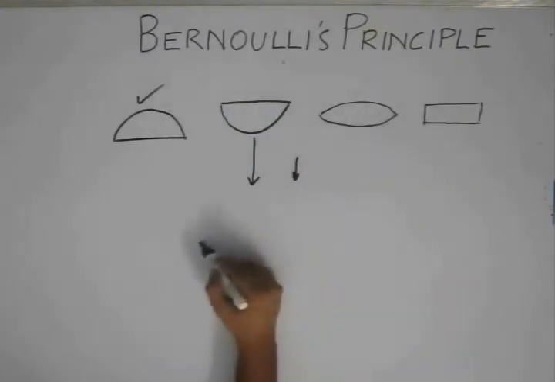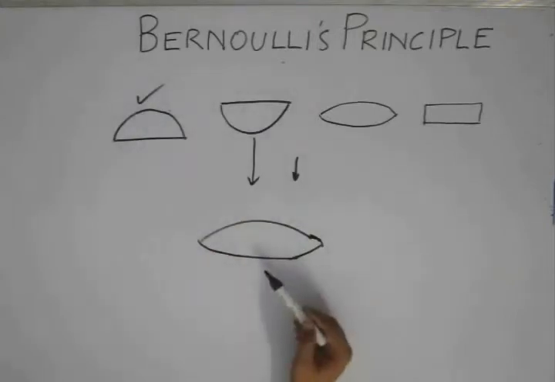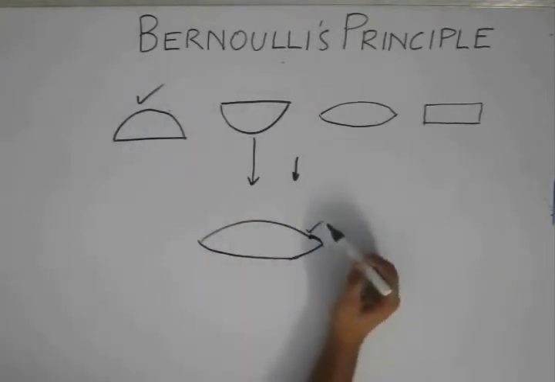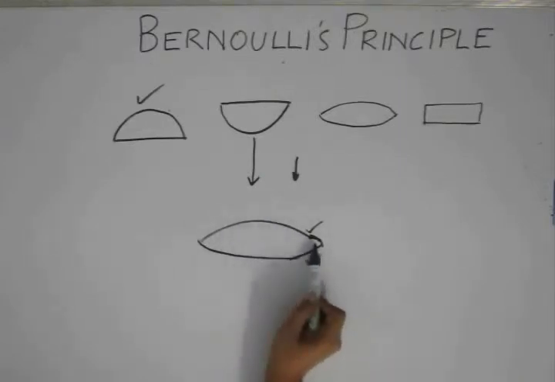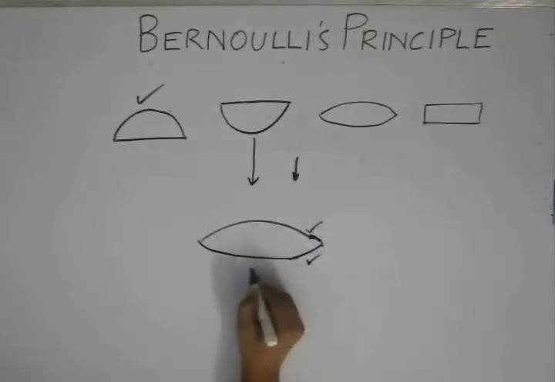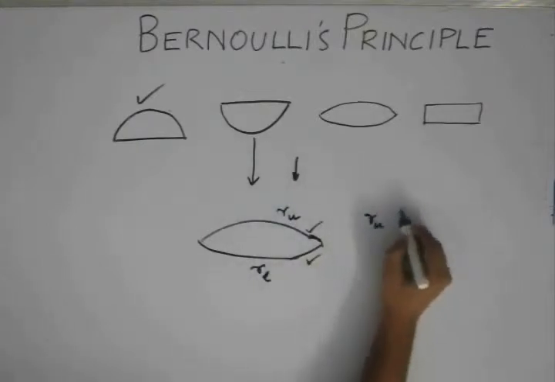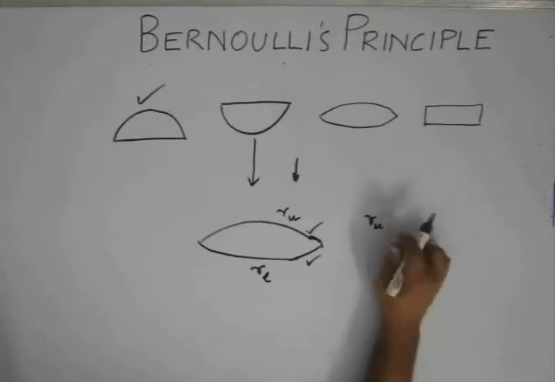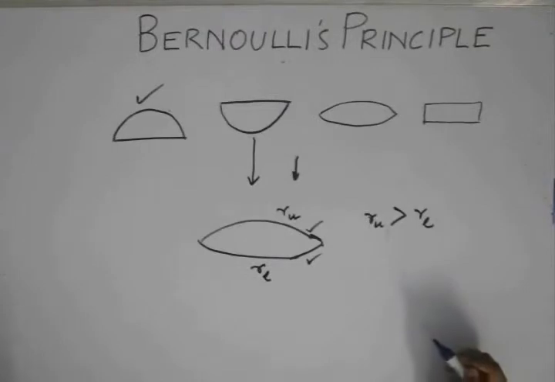In this case, we have a condition. This case is an amalgamation of these two cases, and a lot of things depend on the radius of curvature of this and the radius of curvature of this. Let's say the radius of curvature of the lower surface is RL and this is RU. If RU is more than RL, then we have a force in the downward direction.